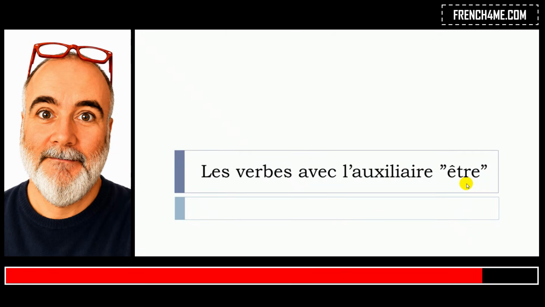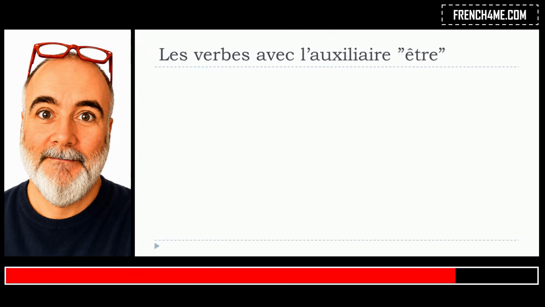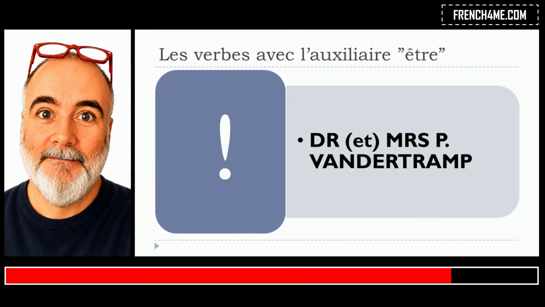Okay, and well, I've been doing some videos regarding this topic, but then I thought that maybe it might be useful to see, because there are many different techniques to remember the list of verbs that will require this être verb. And here is one of them, and it's called Dr. and Mrs. P. Van der Tramp. Okay, so it's a technique that apparently is used in English-speaking countries. So we'll see that it can be quite useful. I'm not really sure if it's working for everyone, but still, it's one technique.